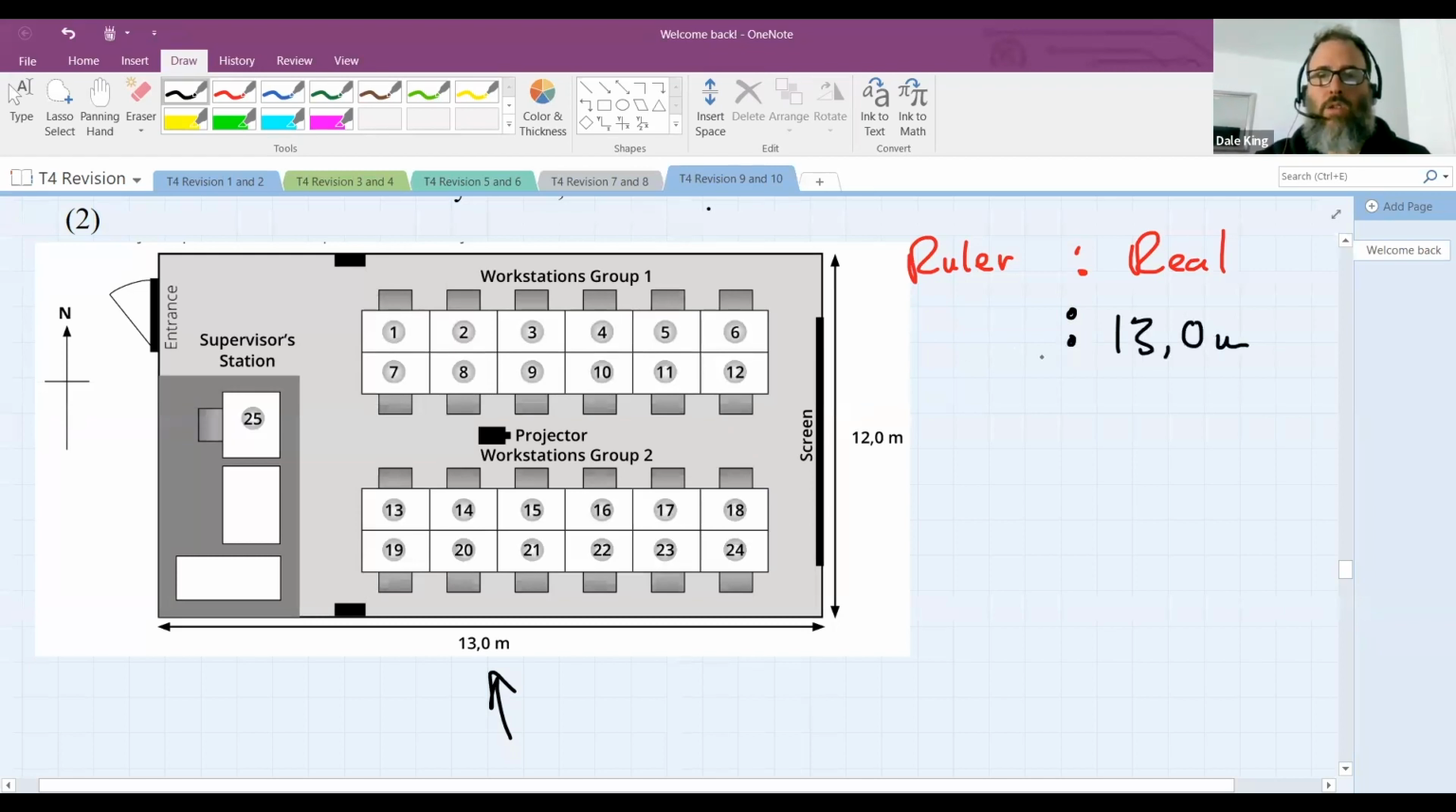Okay. Now to create this ratio, we need a ruler measurement. So I'm going to have to give it to you because you don't have your rulers. You can't measure on the screen. So I'm going to tell you that the ruler measurement is 7.5 centimeters. Okay. So this is measured with your ruler. In the exam, you're going to take a ruler and measure the drawing and get the actual centimeter measurement of the ruler.